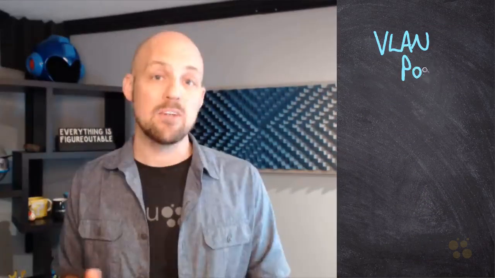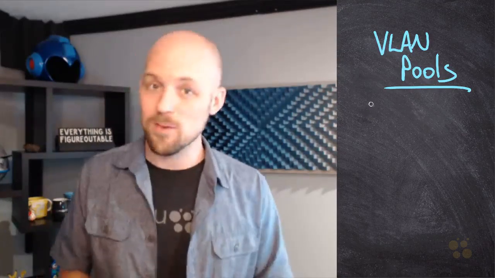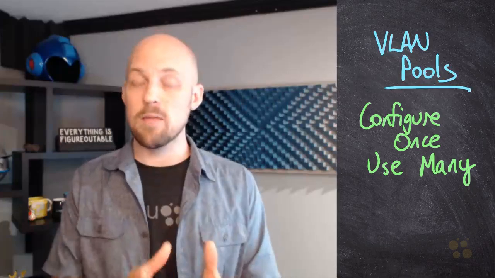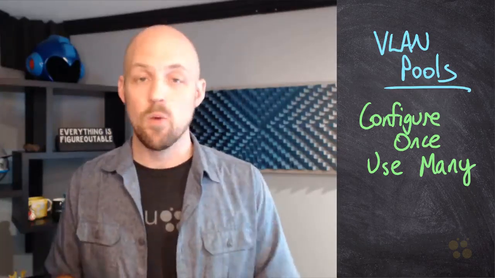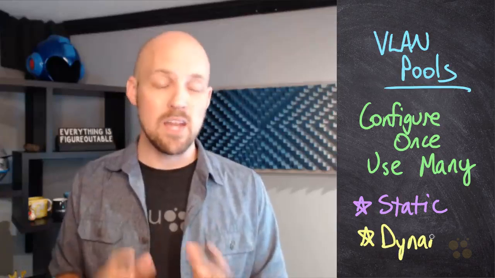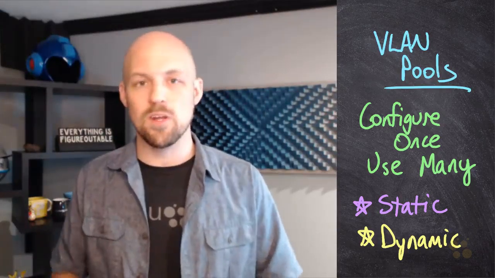VLAN pools relate back to the switchport trunk allowed command in legacy and NX-OS environments, except as we'd expect with ACI, we configure it once and apply it many times. So we can take one VLAN pool and assign it to multiple domains. We also learned that there are two different types of VLAN pools. We have static and dynamic. Dynamic is really for virtual environments where we have API access to the virtual switch, otherwise we'd want to use static pools.